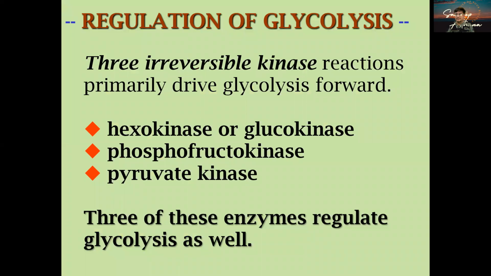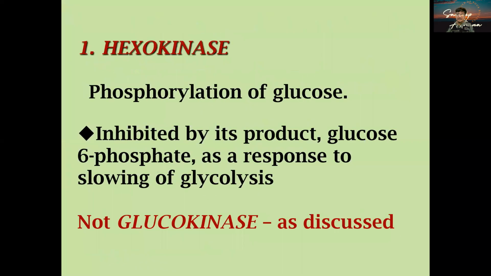Now come to the regulation part of glycolysis. So we have the 3 irreversible kinases. Always keep in mind in the metabolic pathways, wherever you have an irreversible reaction, those are always going to be targets for regulation. So 3 enzymes we'll see over here: hexokinase, then phosphofructokinase and pyruvate kinase. These are going to be used in the regulation part.